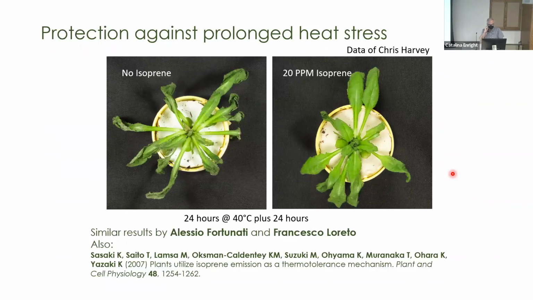Of course, we want to do it with Arabidopsis. If you give Arabidopsis 20 ppm isoprene, it survives better. Not great, but it survives better 24 hours at 40 degrees C. And some of my colleagues around the world have found the same things, that it protects against this kind of really significant heat stress.